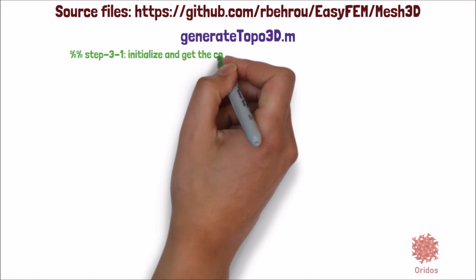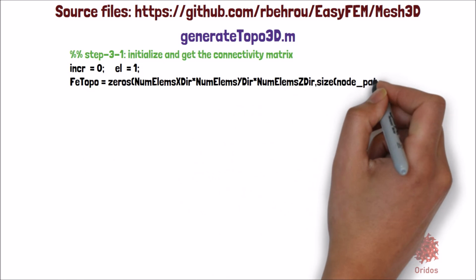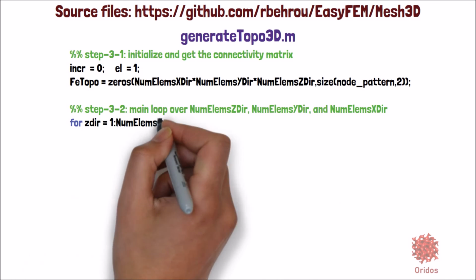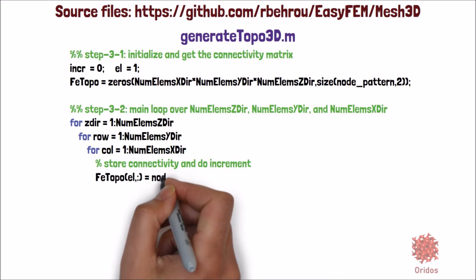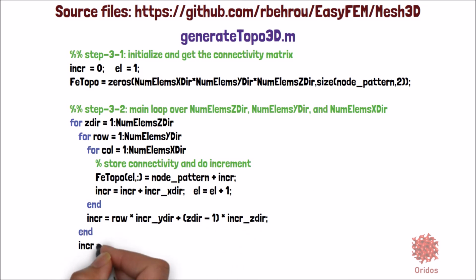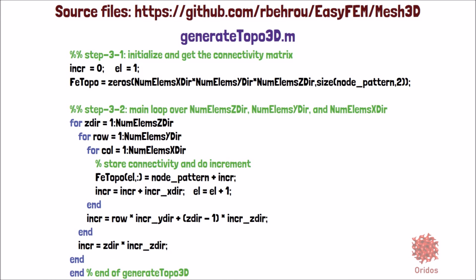And finally, step 3 is to loop over the number of elements in the X, Y, and Z directions, and get the connectivity for each element, store it in the connectivity matrix, and update the increments, as you can see in the code.